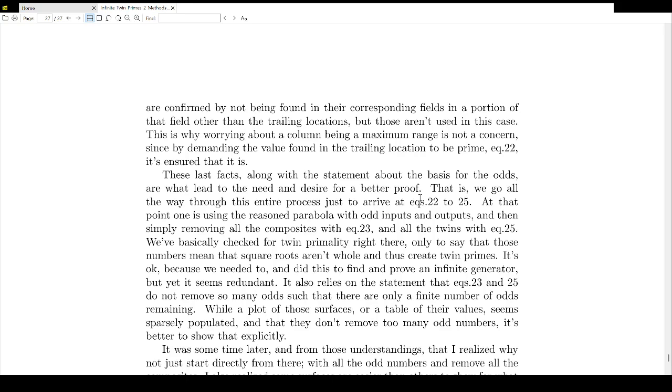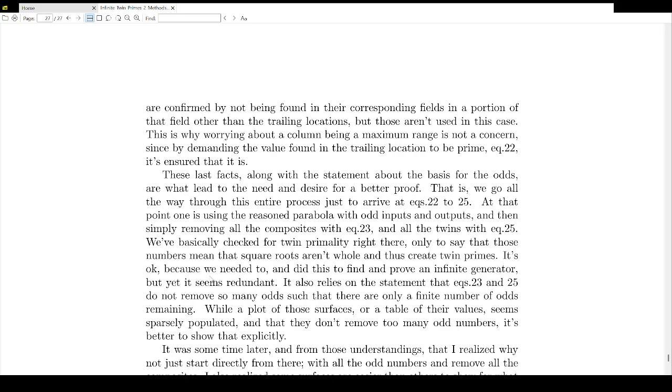It's what spurred me to find something more rigorous, which is what I did in the other one. That is, we go all the way through the process just to arrive at those square root equations. At one point, using the reasoned parabola with odd inputs and outputs, and then simply removing all the composites and all the twins by doing that process twice by having it not equal to that composite surface. We've basically checked for twin primality right there, only to say that those numbers mean that the square roots aren't whole and thus create twin primes.